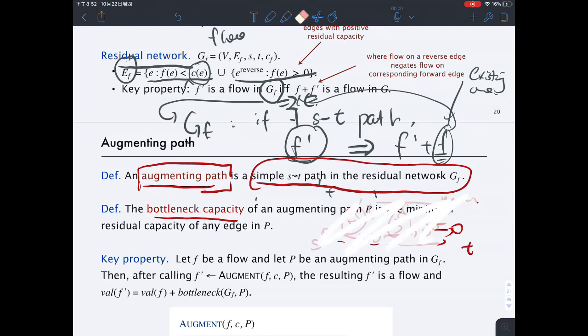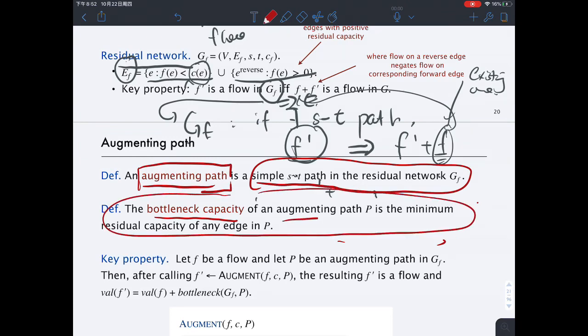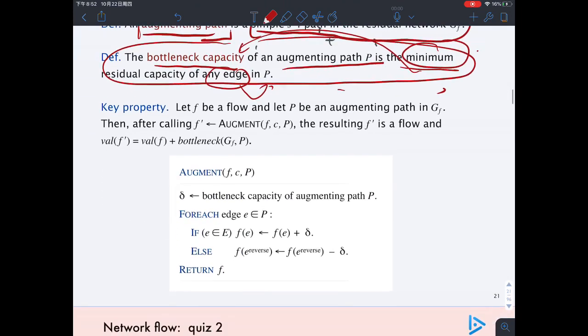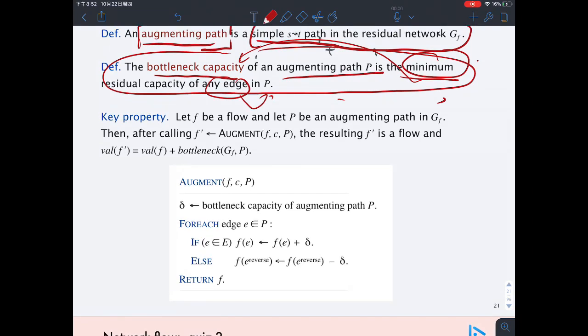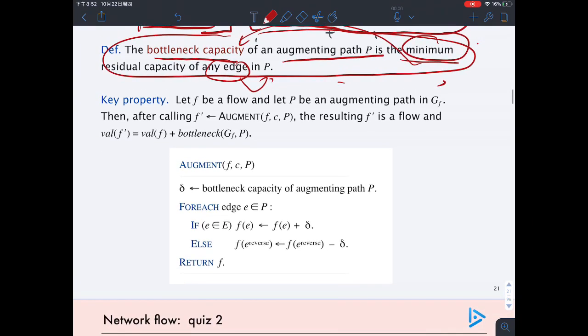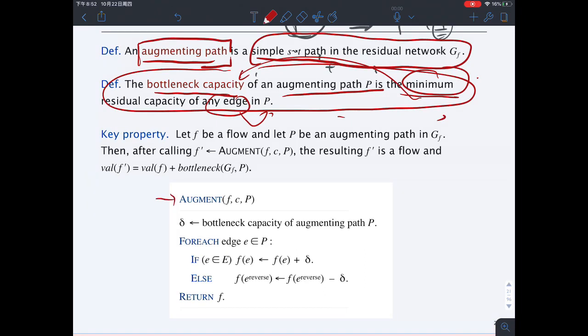So when they write down this whole idea, it's really just what's written here, right? It's an augmenting path, and if I look at the residual capacity of all the edges on this path, I pick out the minimum one, and that will be the bottleneck capacity, right? So now if I look at this algorithm, once I find the augmenting path, I determine the bottleneck, and then I update.